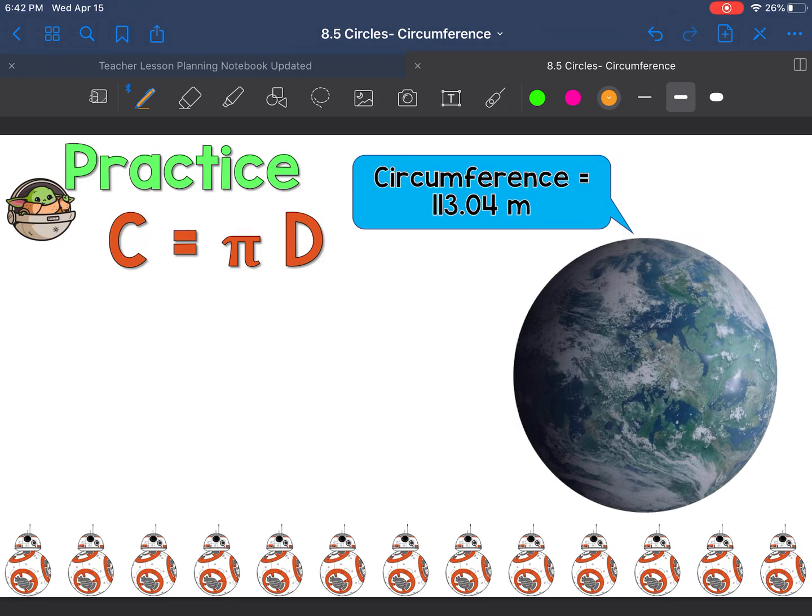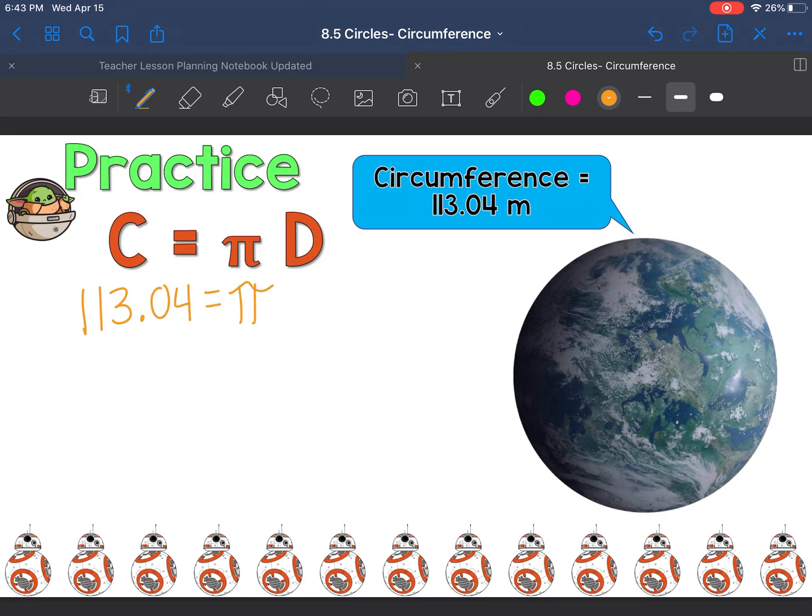All right, so one last problem. I have a picture right here of this planet. It's actually a planet from Star Wars. Bonus if you know the planet. So the circumference of this planet is 113.04 meters. I need to figure out what the diameter is.